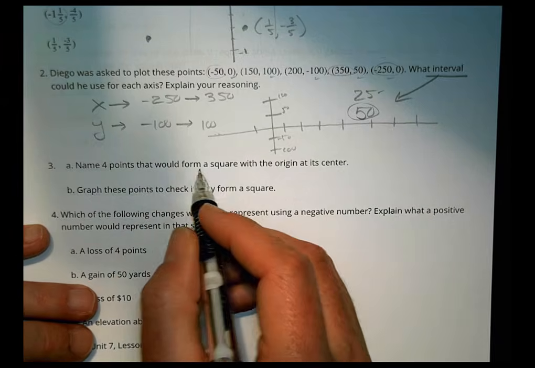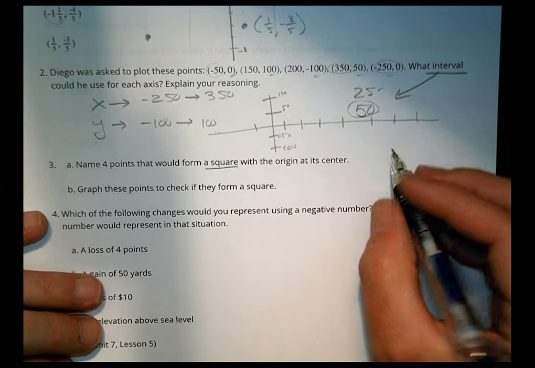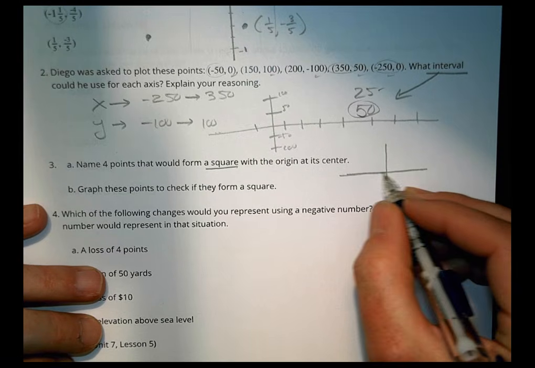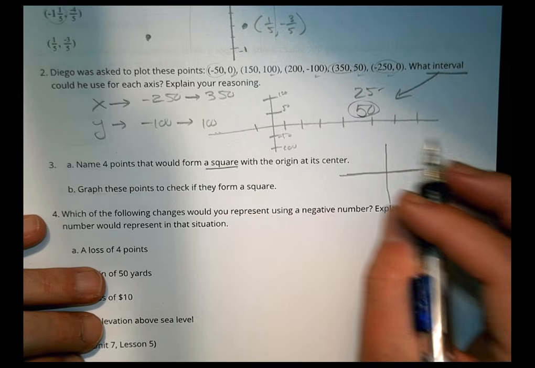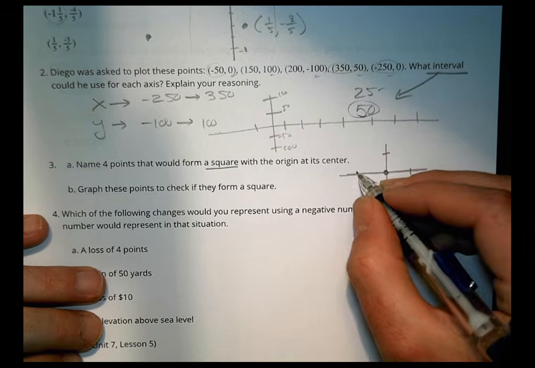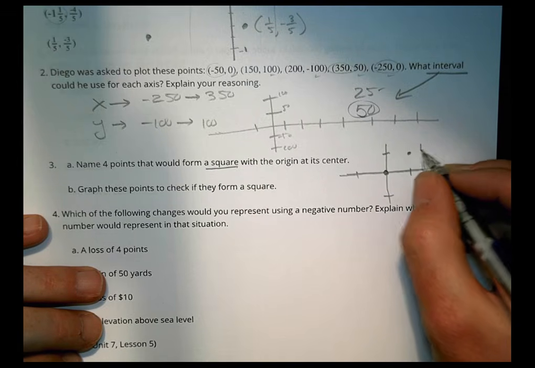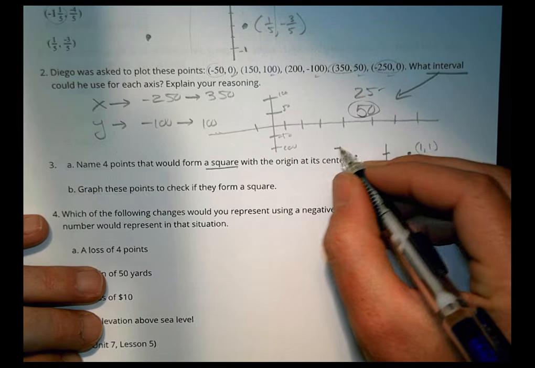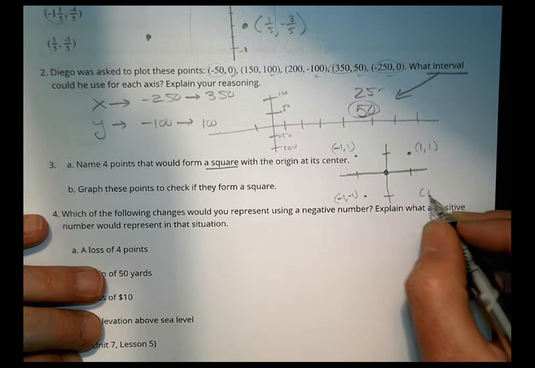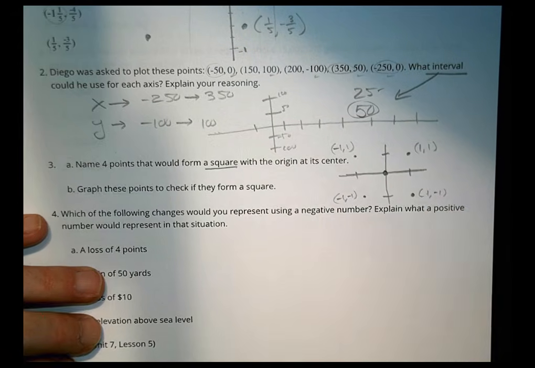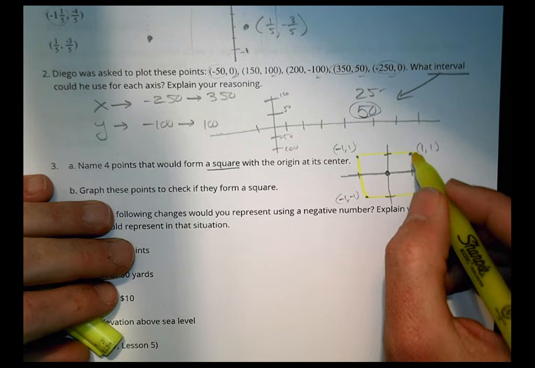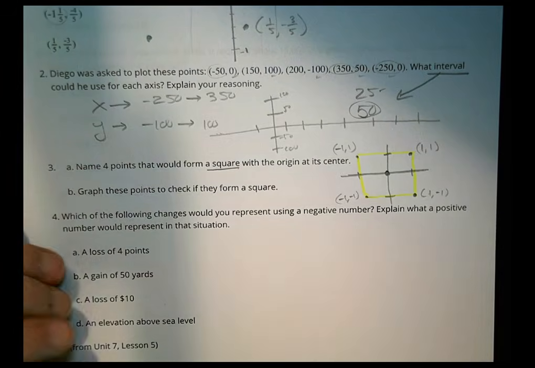Name 4 points that would form a square with the origin at its center. Okay, a lot of variety answers here. It can really be many, many, many different things. It's going to be a square if they're using the same numbers. Now, because the origin's the center, they're going to have the same numbers everywhere. So let's say you went with 1, 1, 1, 1. If I plotted a point at 1, 1, and plotted a point over here at negative 1, 1, and a point over here at negative 1, negative 1, and a point at 1, negative 1, I would form a square, wouldn't I? Okay? So as long as the numbers are the same and then, you know, opposites as they need to be in the right quadrant, you're going to form a square.